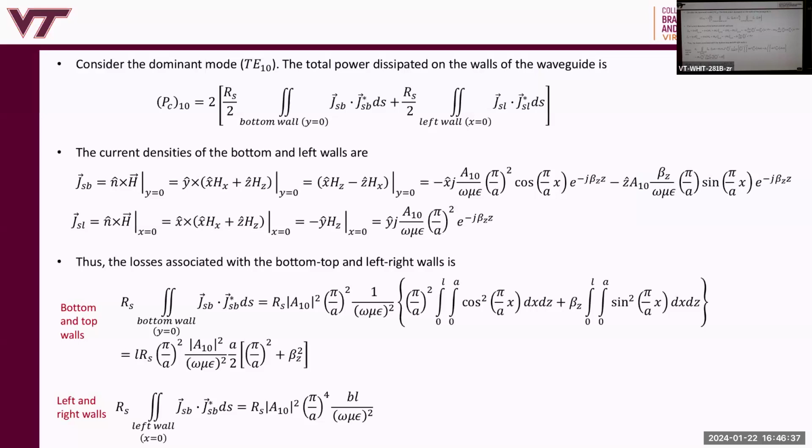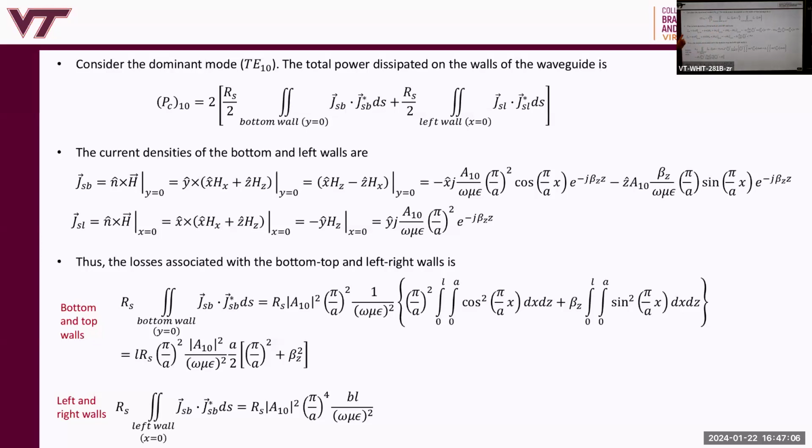Okay, let's do some more calculation. Let's take it a step further and consider the dominant mode, TE10. The total power dissipated on the walls of the waveguide, Pc for the 10 mode, is now twice. Why twice? Because we're going to double what we calculate for the bottom wall and double what we calculate for the left wall so that we get the total for all 4 walls. We know it's the same for the bottom wall as the top wall, and the left wall and the right wall. We use our formula, Rs over 2, J dotted with J conjugate.